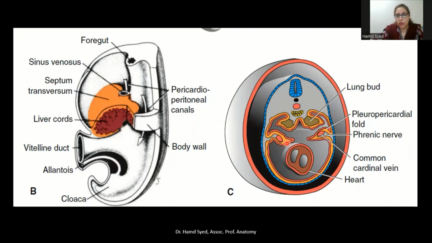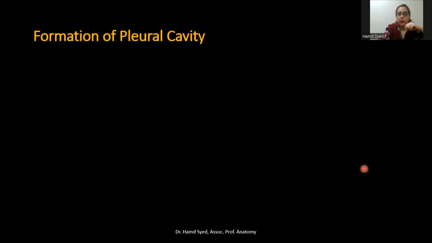These are the folds which are going to separate the primitive thoracic cavity into two parts, which are the pleural cavities, and over here, the pericardial cavity, which is going to surround the developing heart. And within these pleuropericardial folds are present the phrenic nerve and the common cardinal vein. Okay, so now that I've mentioned the pleural cavity, I'm going to carry that further.